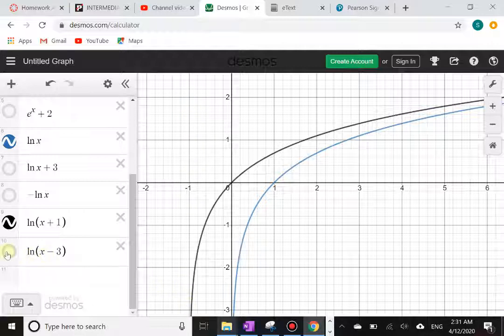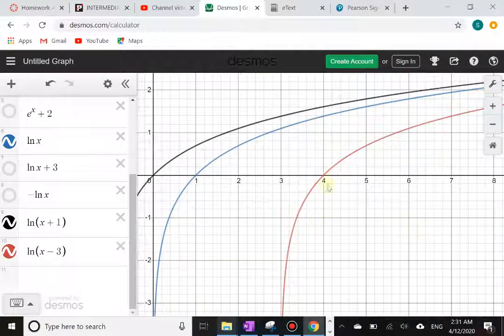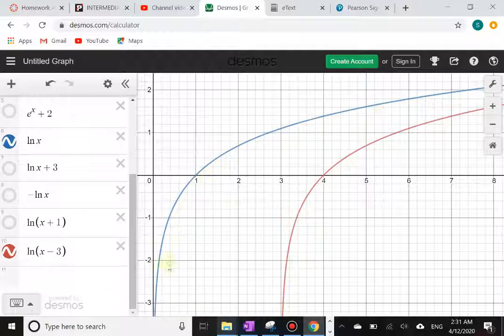For x minus 3, that one moved to the right. You see this one? Let me deactivate the other one. There. So again, the one on the left, this blue curve, that's ln of x. And the red is ln of x minus 3. So (1, 0) goes 1, 2, 3 units to the right, and you just redraw that. The vertical asymptote, the y-axis, the line x equals 0, also moves to the right 3 units. So it's now at x equals 3.